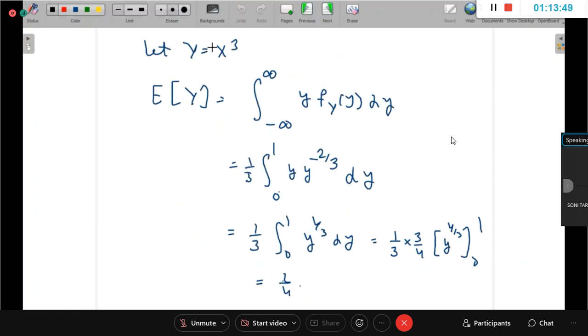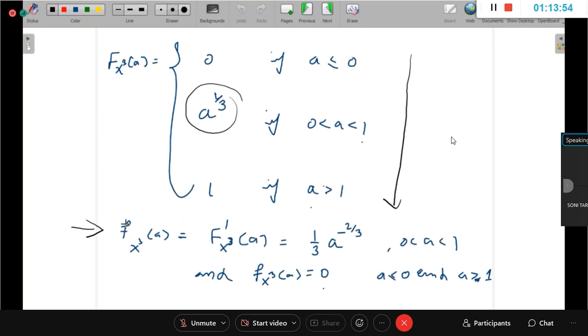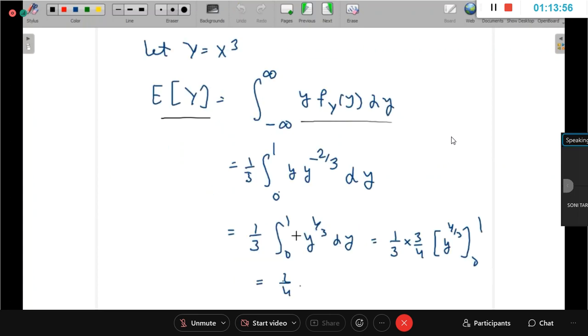So certainly you can now define the expectation. The expectation of y is the integral of y times fy(y) dy. You have just found fy(y), so you substitute here, and all these details you can verify. With limits 0 to 1, the final value is 1/4.